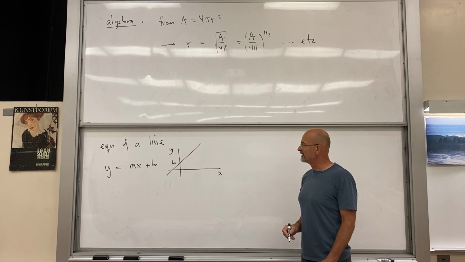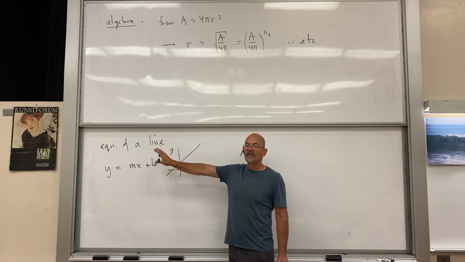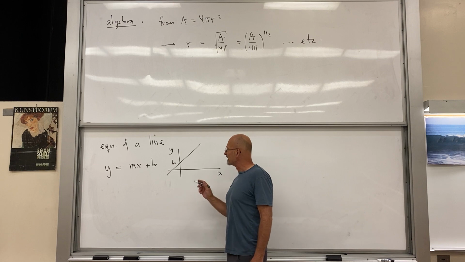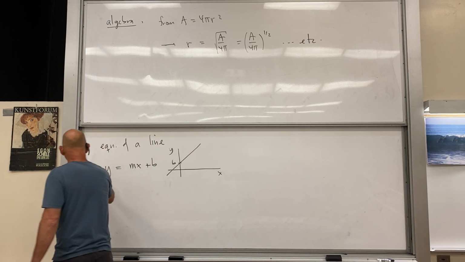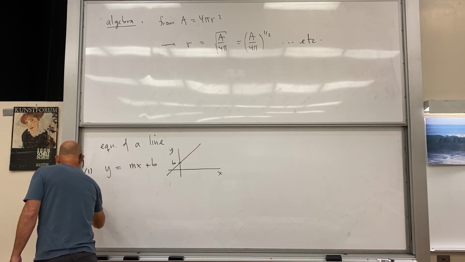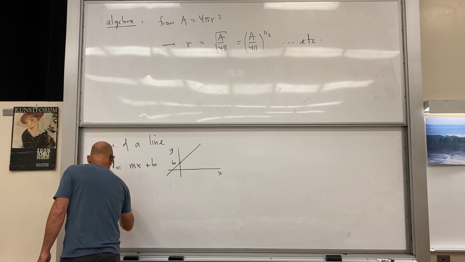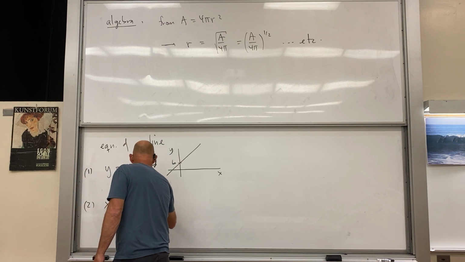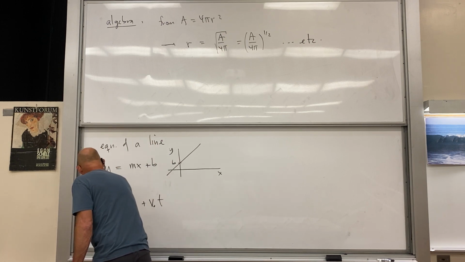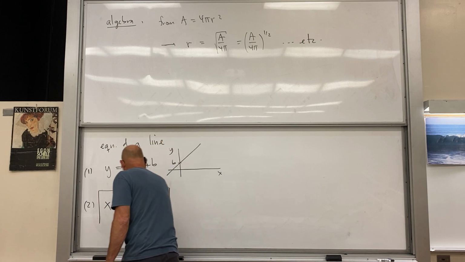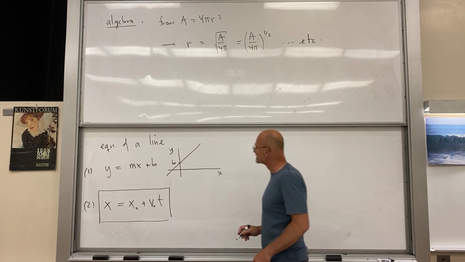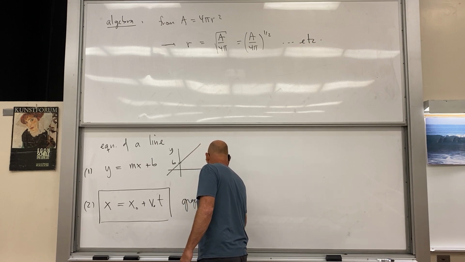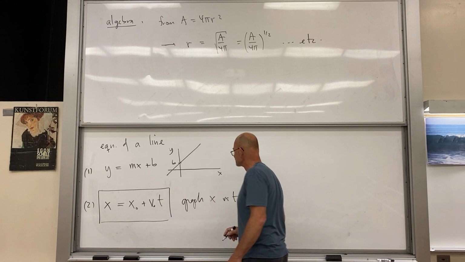Good. Now, in physics, this equation is very important, starting next week. But it's going to have a slightly different form. So suppose I write x equals x0 plus v0 t. And I say graph x versus t. X versus t.